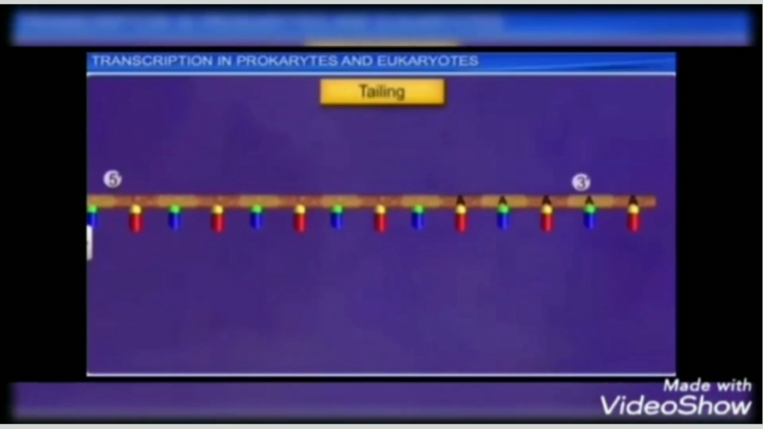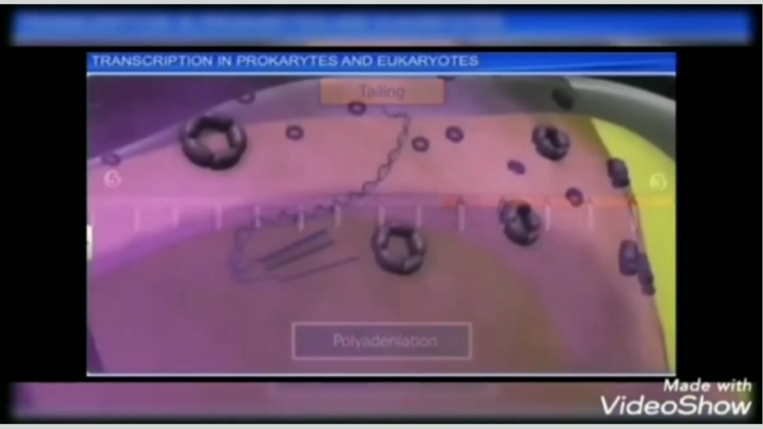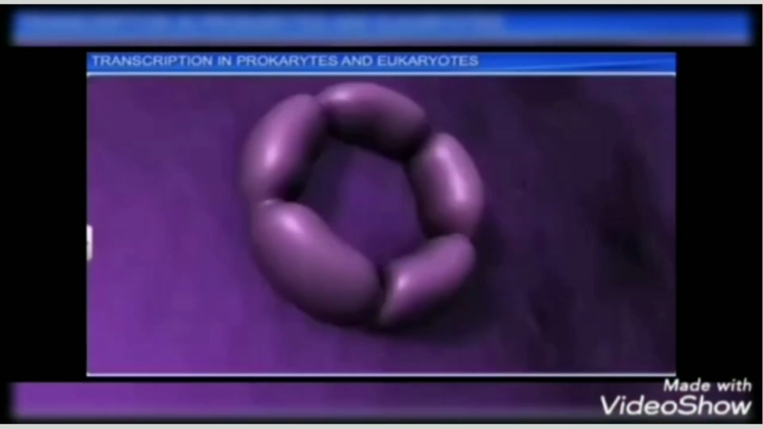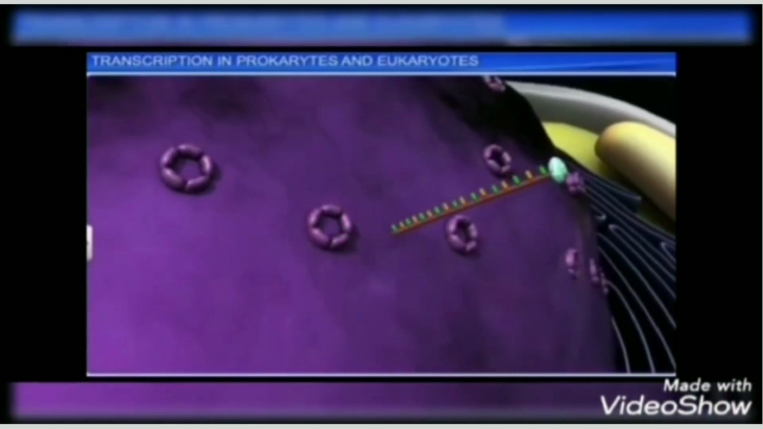Tailing. In tailing, adenylate residues are added at the 3' end in a template-independent manner. This is known as polyadenylation. It is now this fully processed hnRNA, now called mRNA, that is transported out of the nucleus for translation.